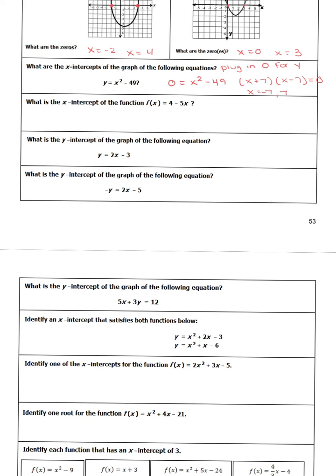All right, so again, here's another way. We're looking for the x-intercept, but it gives us this f of x here. F of x is the same as saying y, so y and f of x are the same. So again, we're going to plug in 0. So we have 0 equals 4 minus 5x. So again, we're going to solve for x. So we're going to subtract 4 on both sides. We get negative 4 is equal to a negative 5x. Divide by negative 5 on both sides, and we get x is equal to 4 over 5.